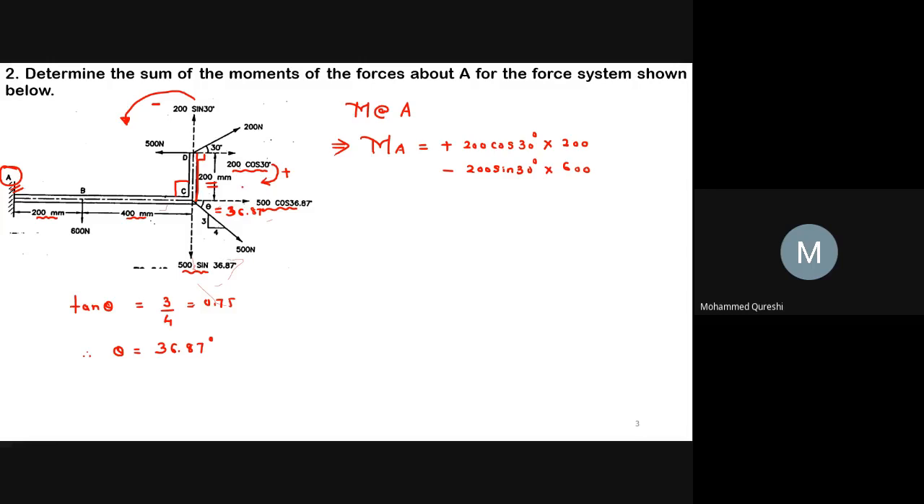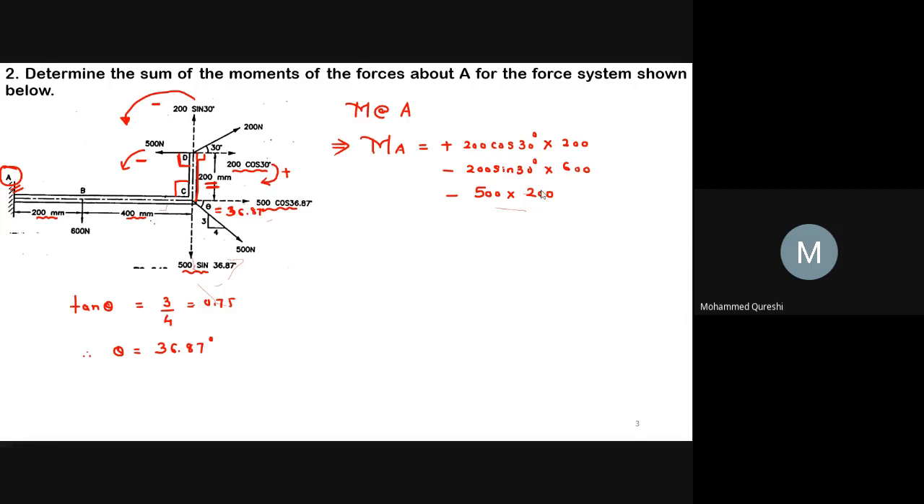Now we will go for this force 500 Newton. So this force will move towards A in this direction, and this is your anti-clockwise direction, hence this will also be minus. So I will write here minus 500 into the perpendicular distance of this force with respect to point O over here, and this distance is nothing but 200 mm. So minus 500 into 200.